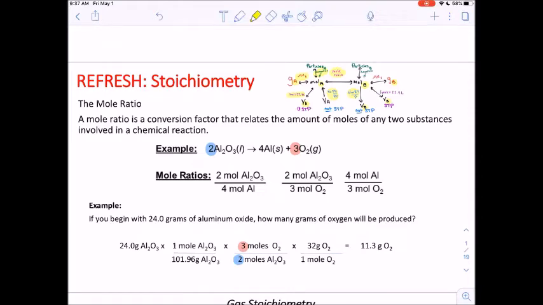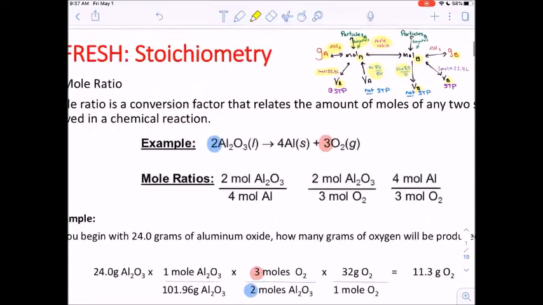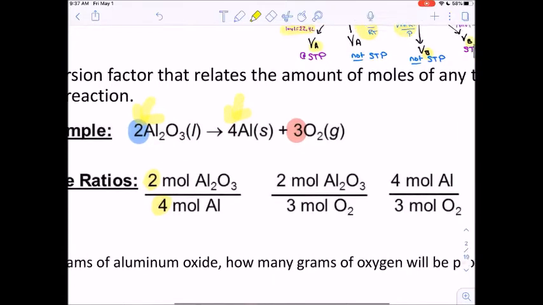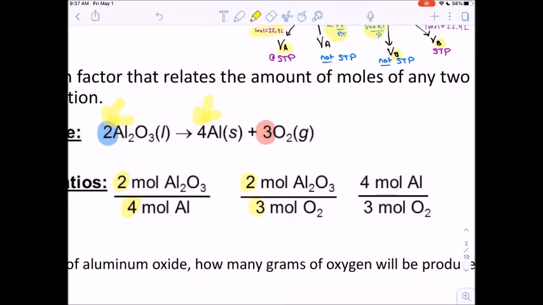So for example, if I wanted to know the mole ratio between my aluminum oxide and my aluminum, my mole ratio would be 2 to 4. For every 2 moles of aluminum oxide, I have 4 moles of aluminum being produced. Same thing, aluminum oxide and my oxygen here. For every 2 moles of my aluminum oxide, I have 3 moles of oxygen that can be produced, and so forth. So that's going to help us convert from our A, which is our known, to our B, which is our unknown.